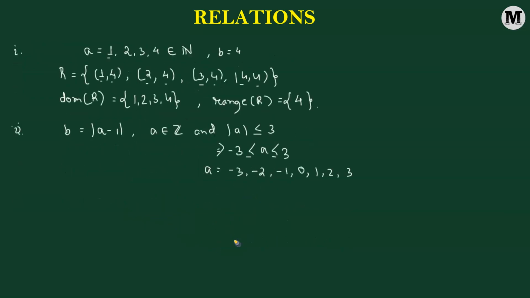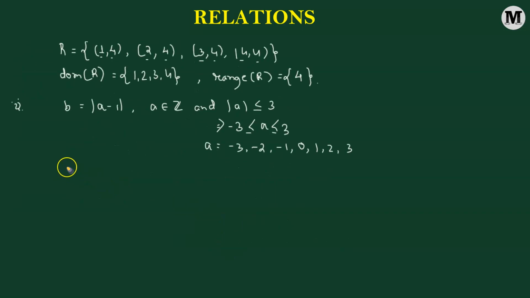Now using these values of A, we have to determine the values of B. Let's start with A equal to -3. When we choose A equal to -3, the corresponding B value will be equal to the absolute value of -3 minus 1. What is -3 minus 1? That's simply -4, but we are taking the absolute value of -4, so that's going to give us +4. So if we choose A to be -3, it will be related to the corresponding B value, which is 4. Fine. So let us compute the value of B for each of the remaining values of A.